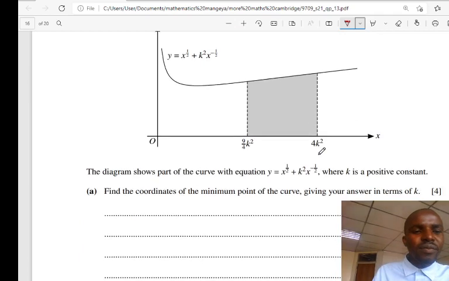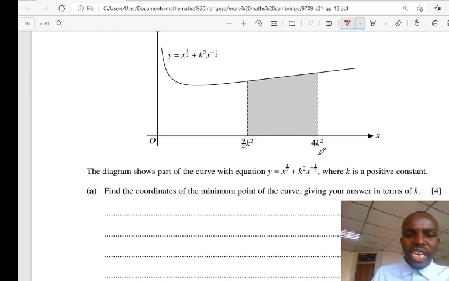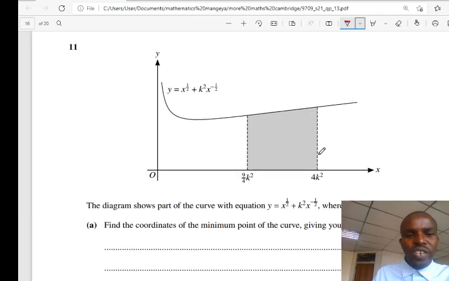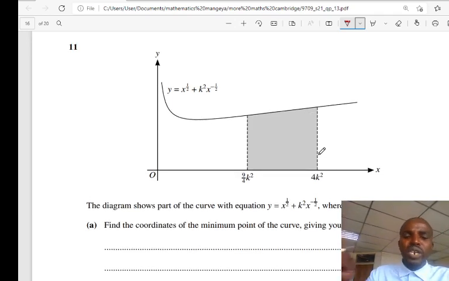Question number 11. The diagram shows part of the curve y equals the expression given, where k is a positive constant. Find the coordinates of the minimum point of the curve, giving your answer in terms of k. Right, what you do here is want the coordinates of the minimum point on the curve.